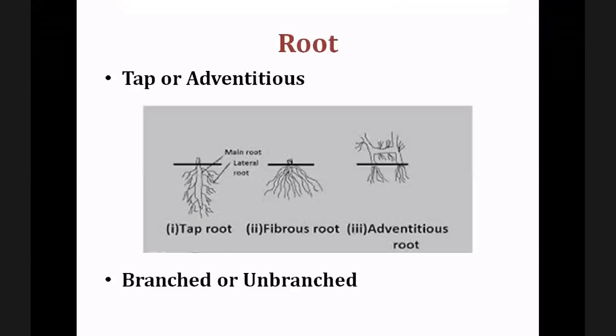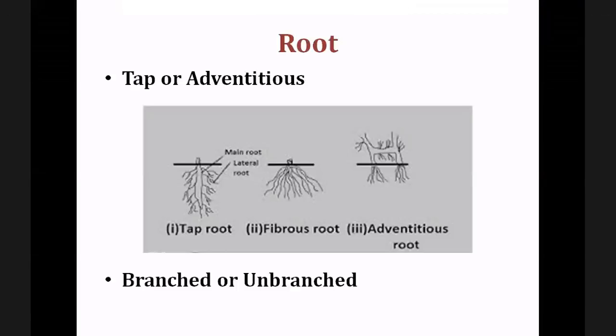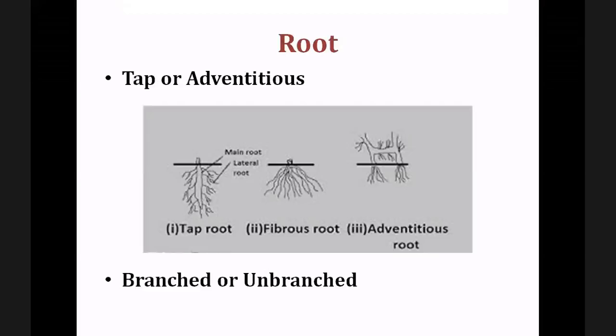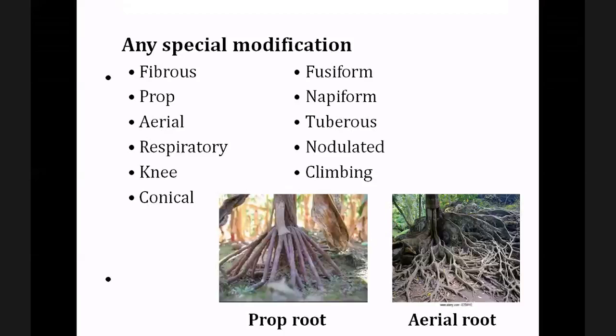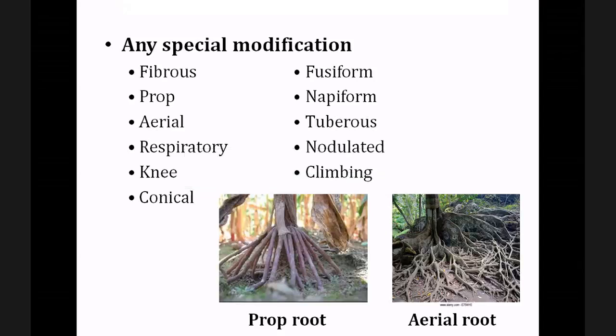In the second category, we can describe the plant by whether the root is branched. If the root has branches, then it is a branched root. If the root does not have branches, then it is called an unbranched root. Same as the habit, here also some modifications are there. The roots are modified for several purposes. I will explain all these modifications, so you have to note them down.